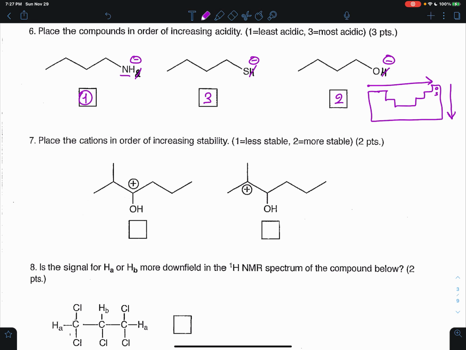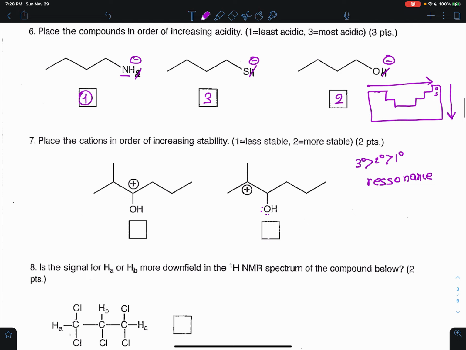Now moving to number 7, place the cations in order of increasing stability, 1 being the less stable and 2 being the more stable. To determine the stability of a carbocation, you should know that tertiary is better than secondary, better than primary. The most stable one is going to be any of them with resonance. For instance, a secondary with resonance is more stable than a tertiary.